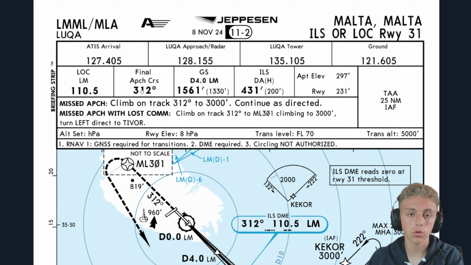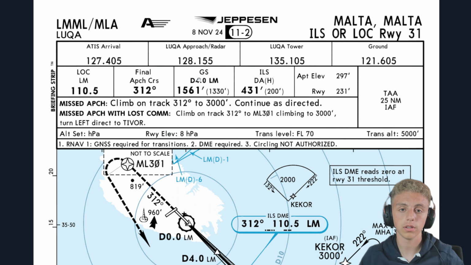Here you have the final approach course, the heading you have to be on final. And here you have the glide slope. You have two numbers. That's because one of them is QNH and the other QFE. I'll explain QFE and QNH later. This is at 4 nautical miles away from the runway. Here you have the decision altitude or height, 431 feet or 200 feet, QFE.